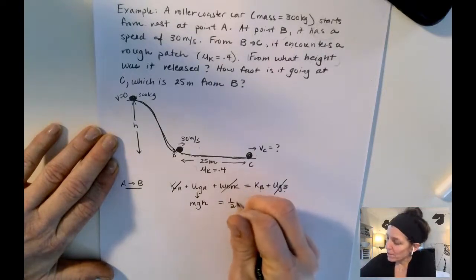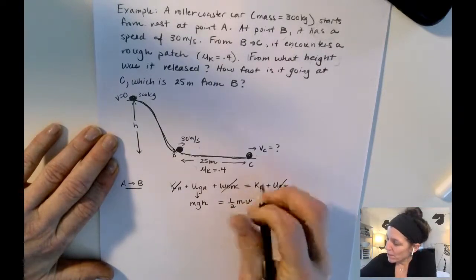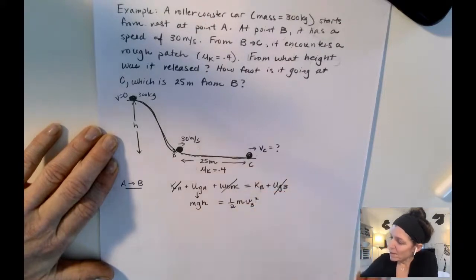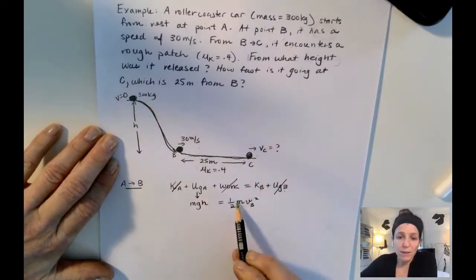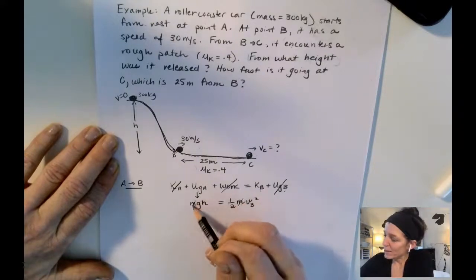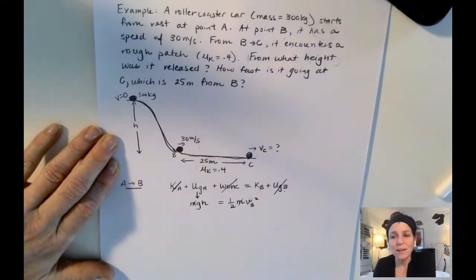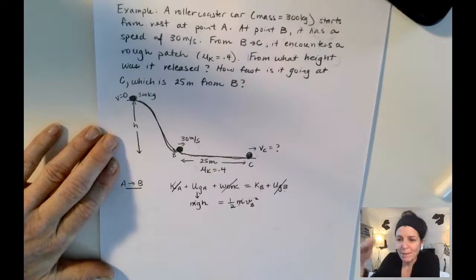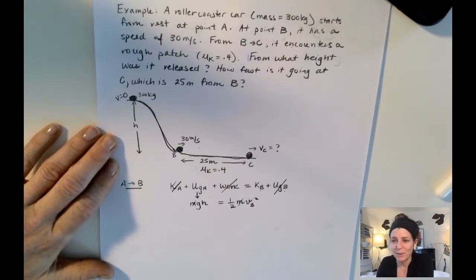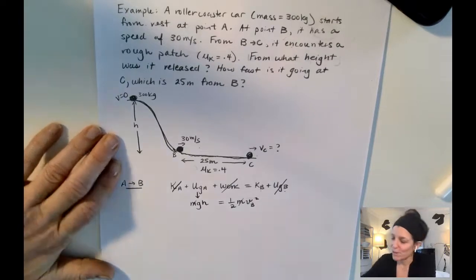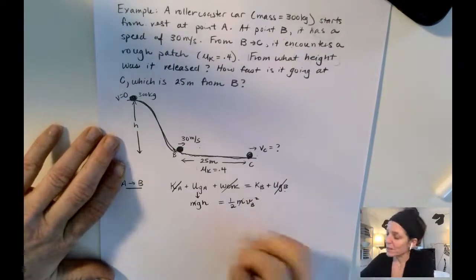So 1/2 mv at B squared. Now, I gave you the mass, but you'll notice it actually cancels out in this equation, so that's good, because you want all the riders in the roller coaster cars to be moving at the same speed. You don't want them all moving at different speeds. That would look really weird. Everybody would be flying all over the place. So it's good that this is mass independent.